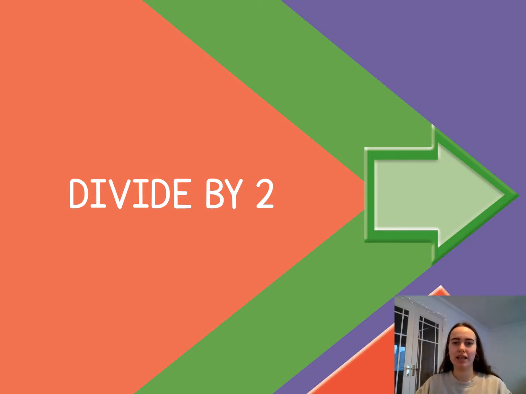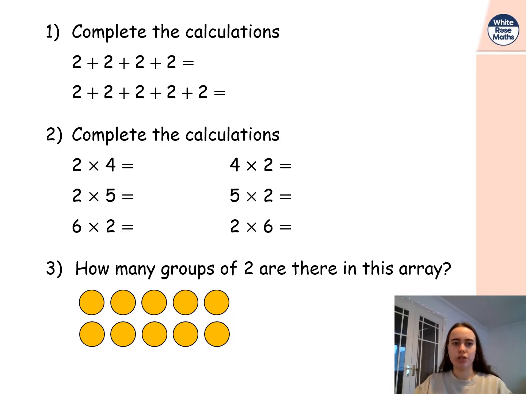So today we are looking at dividing by 2. To start off with, we are going to complete the following calculations. We've got lots of 2's to be added. Remember, if I've got the number 2, that means 2 things. So I can count up in 2, so that's 2, 4, 6, 8. And then how about this one here? What's the answer? That's right, it is 10. So we've got 8 and 10.